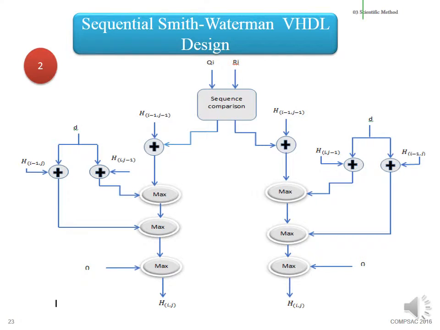How do we program our Zynq 7000 with a sequential Smith-Waterman algorithm in VHDL code? Our design uses 1 comparator, 6 adders, and 6 max functions to get the value of each cell.